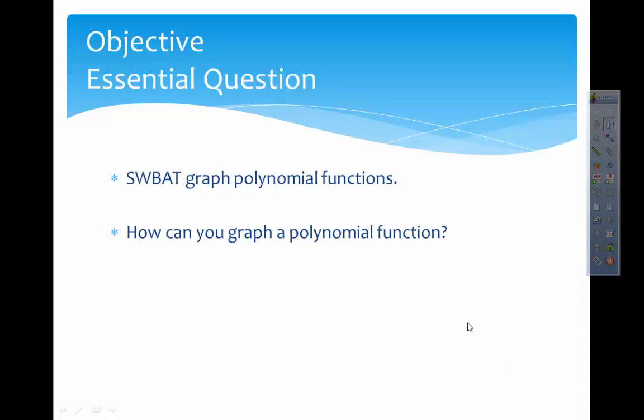Lesson 2.2. So, those of you who are taking notes with Cornell Notes, you can write down the objective and the essential question. Students will be able to graph polynomials. That's our goal today, and naturally, we would like to know, how do you graph? You can write that down if you like.